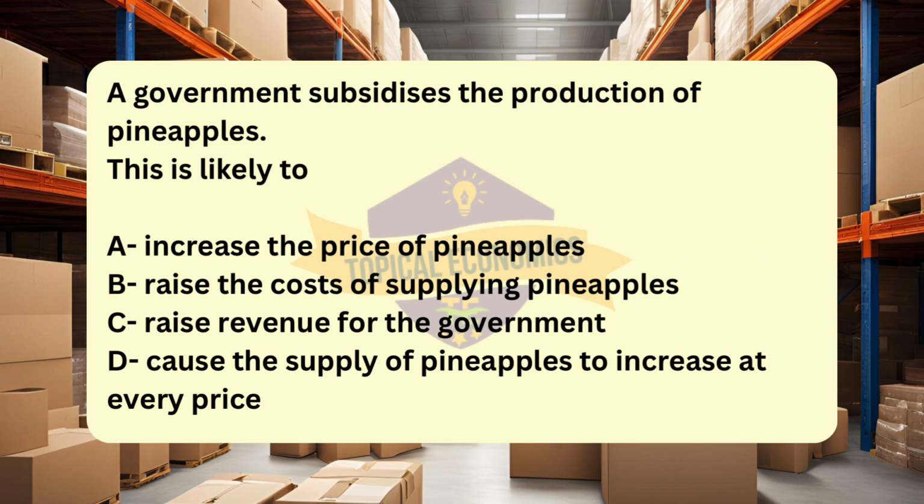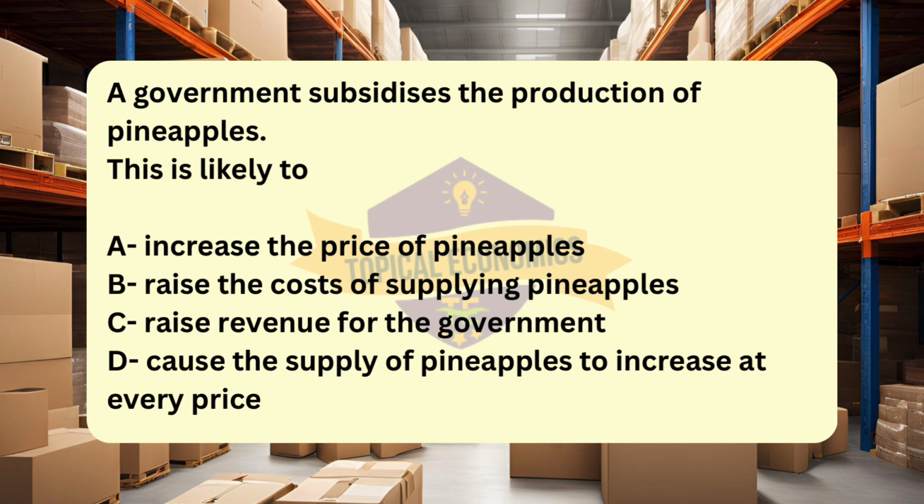The correct answer for this question is option D, cause the supply of pineapples to increase at every price. When the government provides a subsidy to producers, it effectively lowers the cost of production for those producers. With reduced costs, producers are willing and able to supply more of the product at each price level. As a result, the supply curve shifts to the right, leading to an increase in the quantity of pineapples supplied at every price point. This makes the good more available, typically driving prices down if demand remains constant.